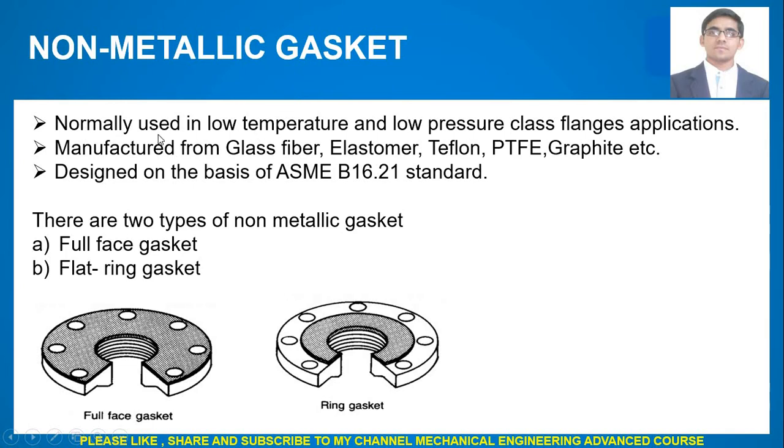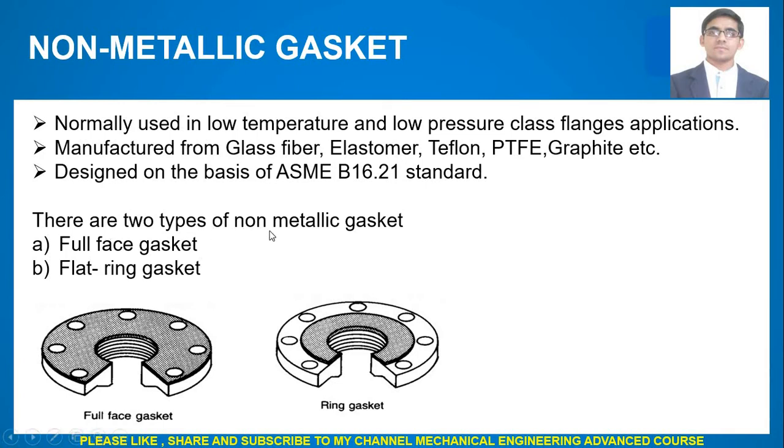Normally this non-metallic gasket is used in low temperature and low pressure class flanges application. Means it will be used in low pressure class, like 150 rating or 300 rating. And this non-metallic gasket is manufactured from glass fiber, elastomer, Teflon, PTFE, graphite. This PTFE is polytetrafluoroethylene, and it is designed on the basis of ASME B16.21 standard. This ASME B16.21 standard covers types, size, materials, dimensions, dimensional tolerances and marking for non-metallic gasket.